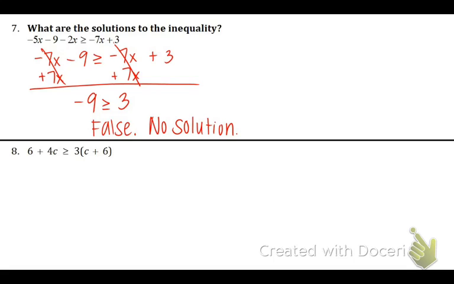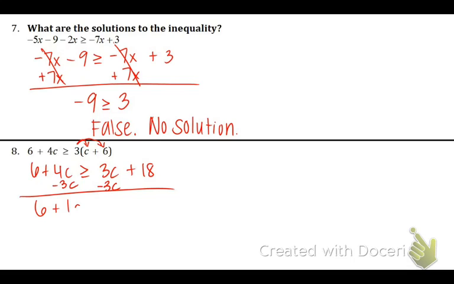Okay, in number 8, we have 6 plus 4c is greater than or equal to 3 times the quantity c plus 6. You probably thought this. We need to distribute the 3. Let's do that. 6 plus 4c is greater than or equal to 3c plus 18. Combine like terms. Let's bring the little one over instead of the bigger one, so we get a positive number in front. We have 6 plus 1c is greater than or equal to 18.